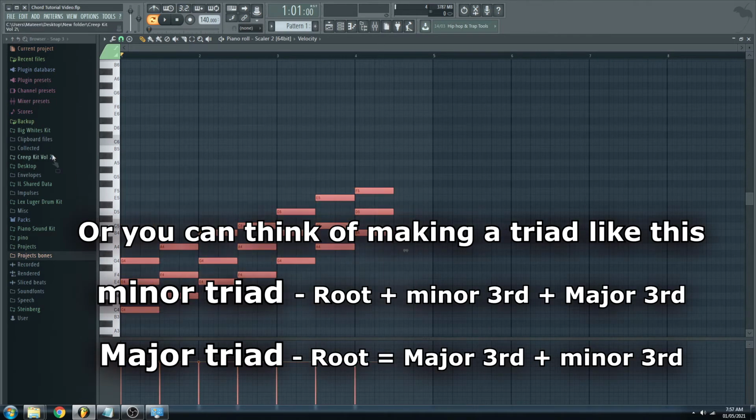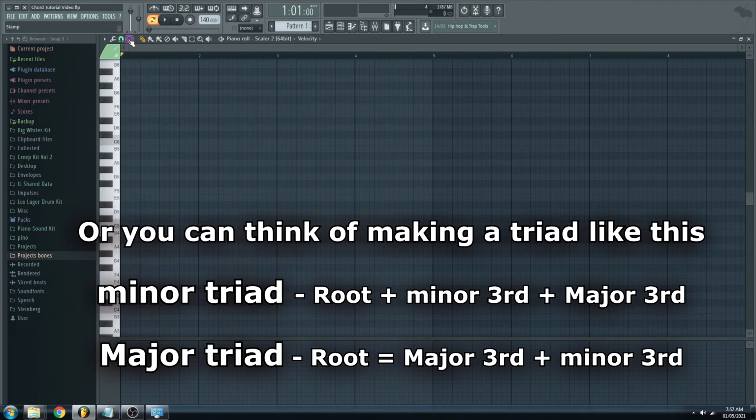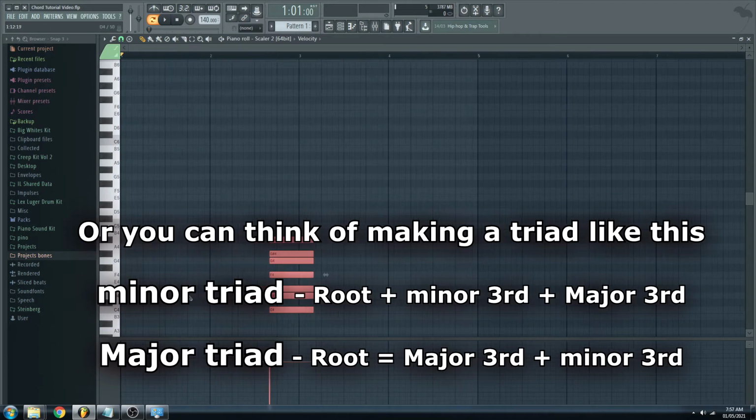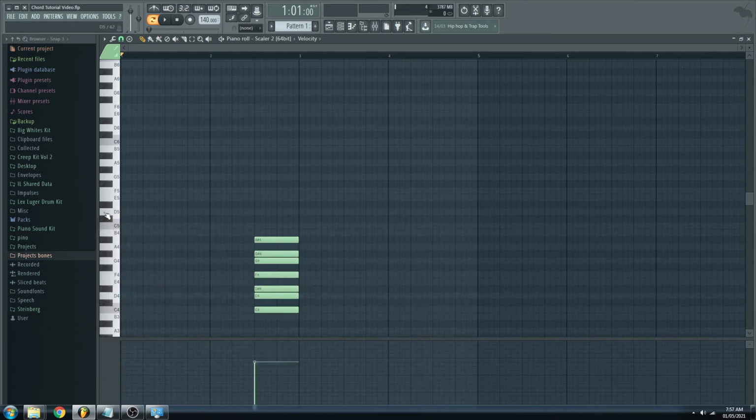So let's wipe this away and let's go back to minor because I'm no wimp. No, but anyways, let's take it back to minor here, okay? Because I like dark sounding things because my life has been quite rough.